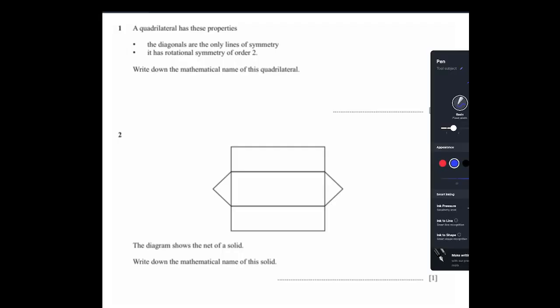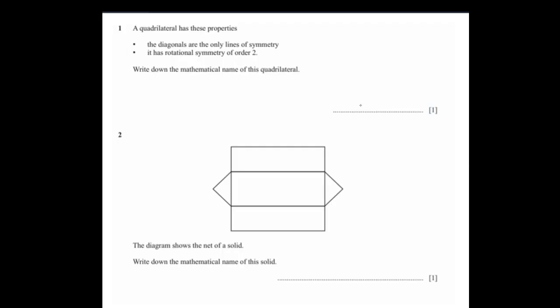A quadrilateral has these properties. The diagonals are the only lines of symmetry. It has rotational symmetry of order 2. Write down the mathematical name of this quadrilateral. When you think of all the quadrilaterals, you will have to take only the rhombus, because a rhombus has only two lines of symmetry and rotational symmetry of order 2. Rhombus.